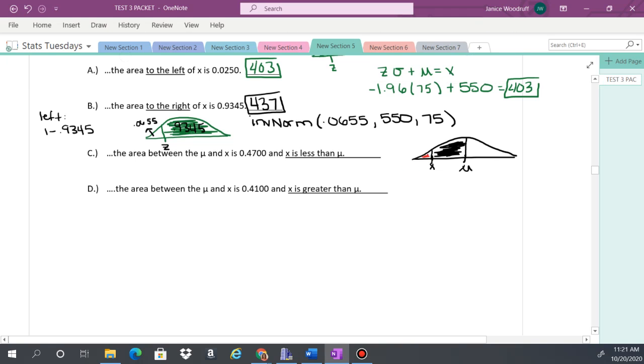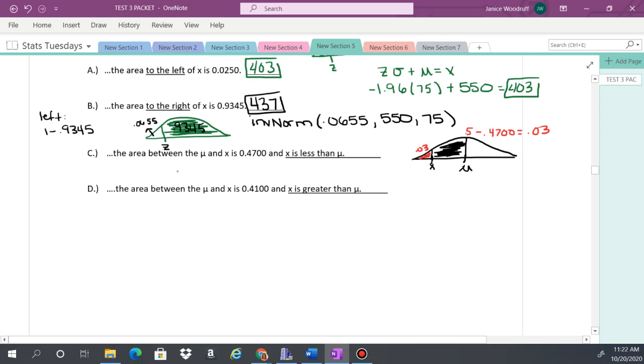in order to find x, I need this little red part right here. So I know that this is 0.5 from the mean to x. So if I just do 0.5 minus 0.4700, that's going to give me that little remaining part right there. So that's 0.03. Okay, so I'm looking for the corresponding value 0.03. So that's your area to the left.